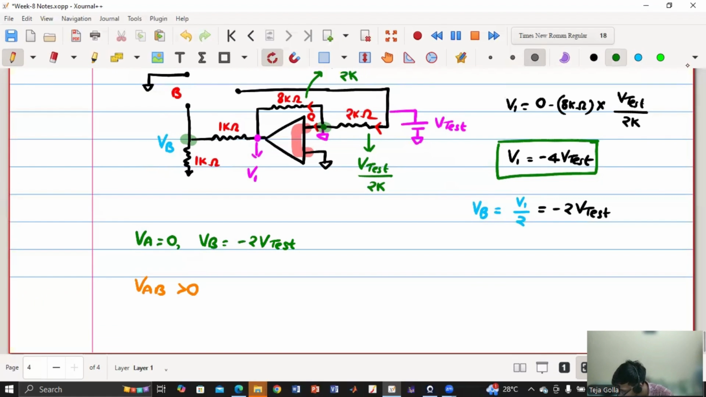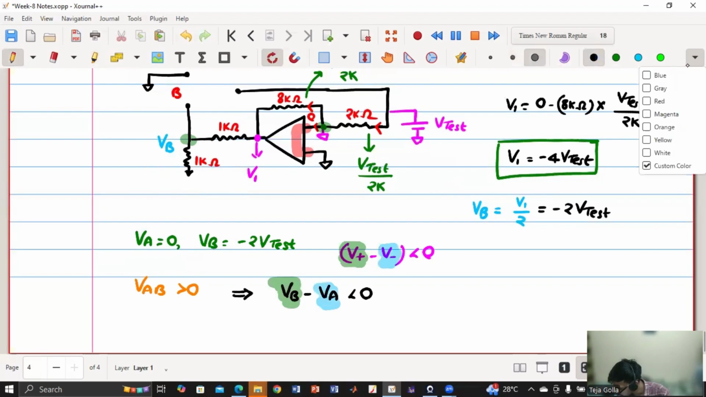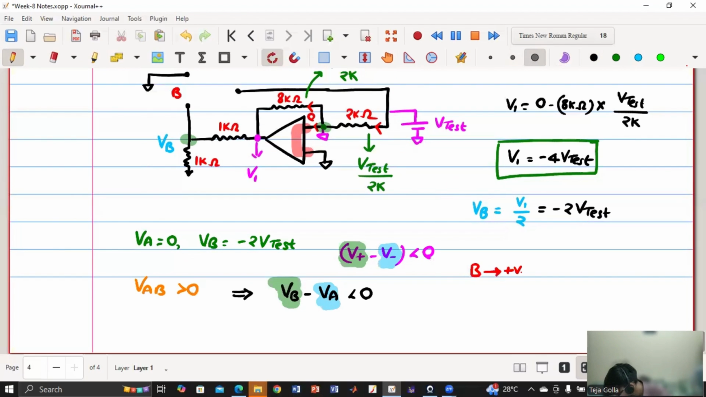But actually, what do I want? I need something like this. I need V plus minus V minus should be negative. So from this, I can write it as VB minus VA is negative. So if I do the mapping, V plus is corresponding to VB and V minus is corresponding to VA. So I can get the terminals as B is my positive terminal and A is my negative terminal.